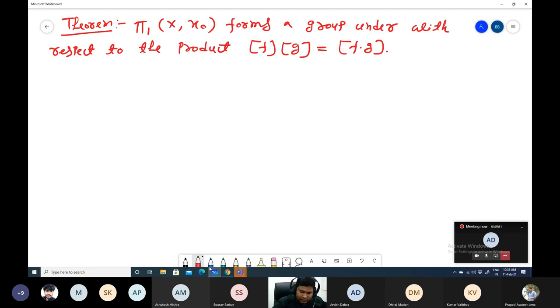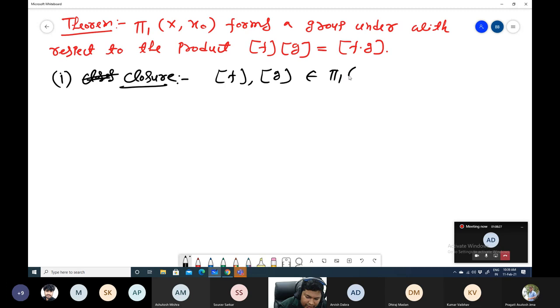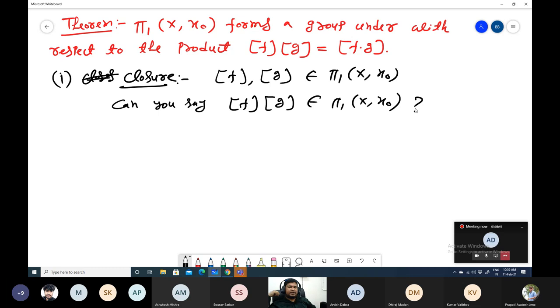Now to check that something is a group, what you need to prove: it has closure property, associative property, right, it has one identity element and every element has an inverse, right? You have to prove these four properties. Now the first property, closure. If you take f and g from pi 1 x comma x0, can you say that their product also belongs to pi 1 x comma x0? But how can you say that? Can you give the reason?